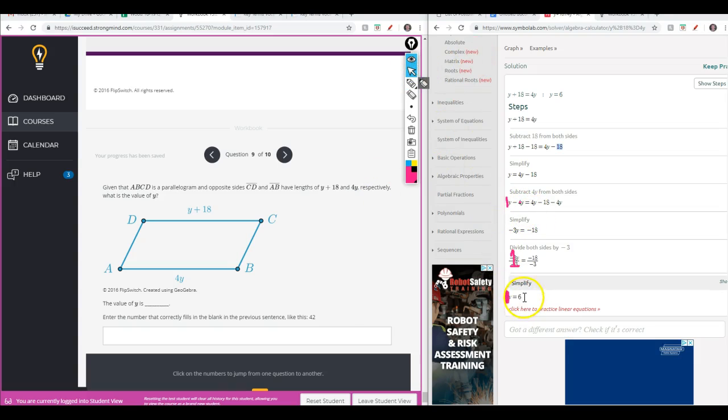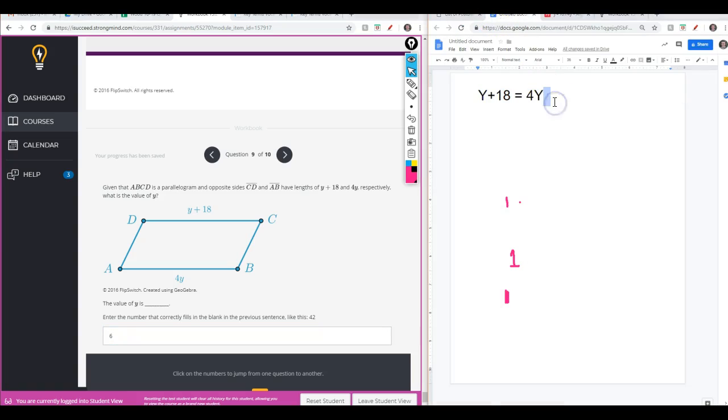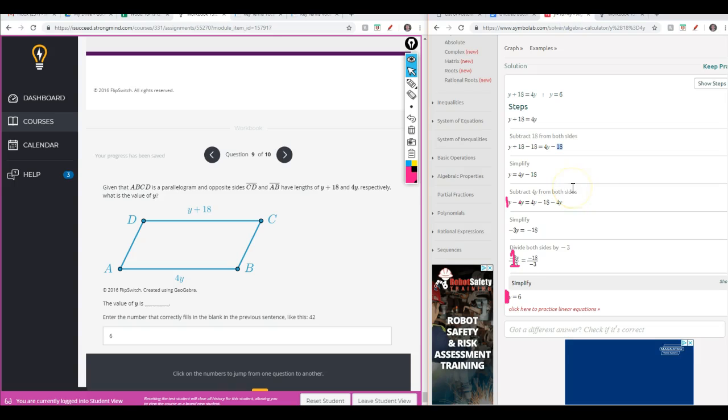So on this, y equals 6, and it says the value of y is blank, so the value of y is 6. Now the reason I'm showing you this calculator is because in this class I want you to focus on the relationships of the figures. So on this, we first had to know how to set up this equation because we first had to know what the relationship was between these two sides, side CD and side AB. Without you setting it up correctly, using this calculator won't help at all.